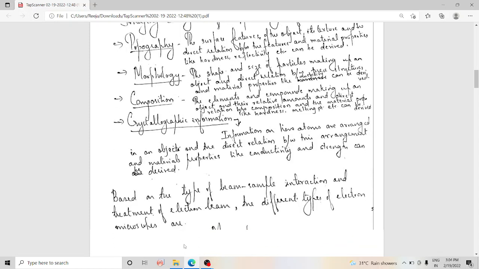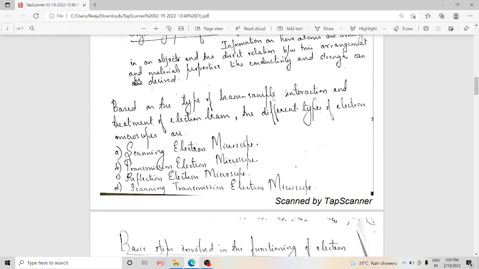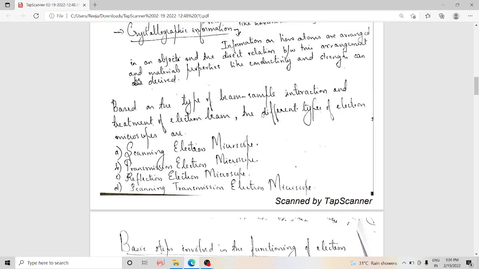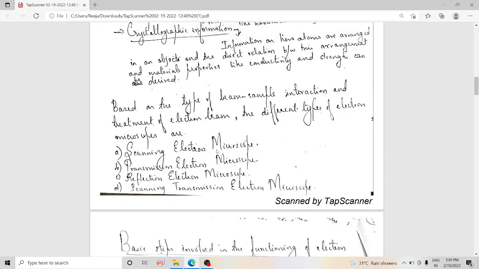Now, in an electron microscope, the electron beam will fall on the sample and will interact with it. This interaction can take place in different manners, and depending on the type of interaction between the electron beam and the sample, we classify electron microscopes into scanning electron microscope, transmission electron microscope, reflection electron microscope, and scanning transmission electron microscope. Today we are going to discuss in detail the scanning electron microscope, famously called the SEM.